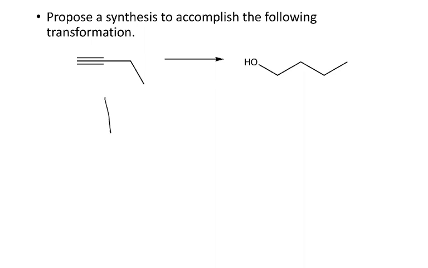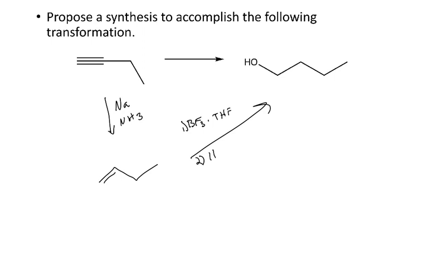I'm going to go using sodium and ammonia, and so that'll give me a 4-carbon alkene. All right, and then once I have this, in order to get to the final product, I want to add the OH in anti-Markovnikov fashion, so I want to use hydroboration oxidation. So I would add BH3 in THF, and then in the second step, hydrogen peroxide and sodium hydroxide. And that'll give me the final product.